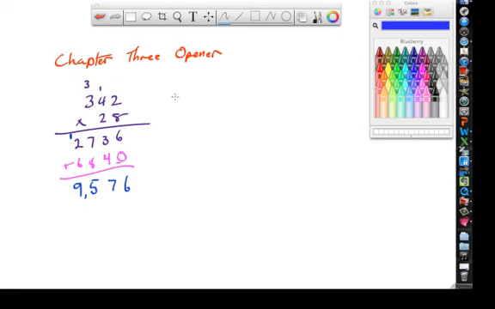And if we wanted to check and we just thought, well, what would 300 times 30 be? It would be a 9 with 1, 2, 3 zeros after, which is 9,000. And I got the 300 from 342, I rounded down, and I got the 30 from the 28, I rounded up, and 9,000 is my estimate. My answer is 9,576, so it makes sense.